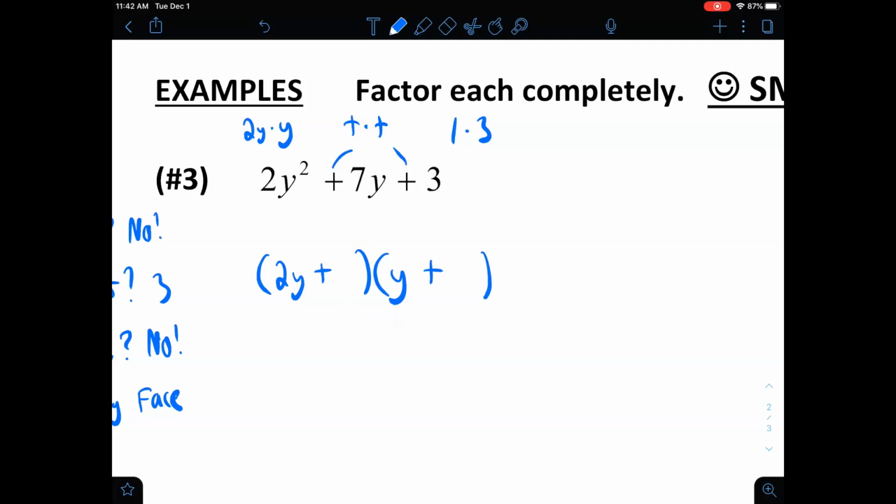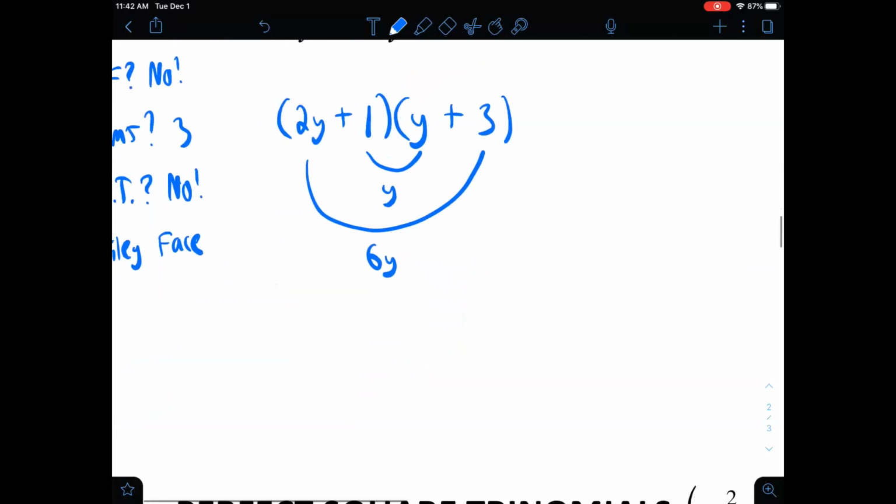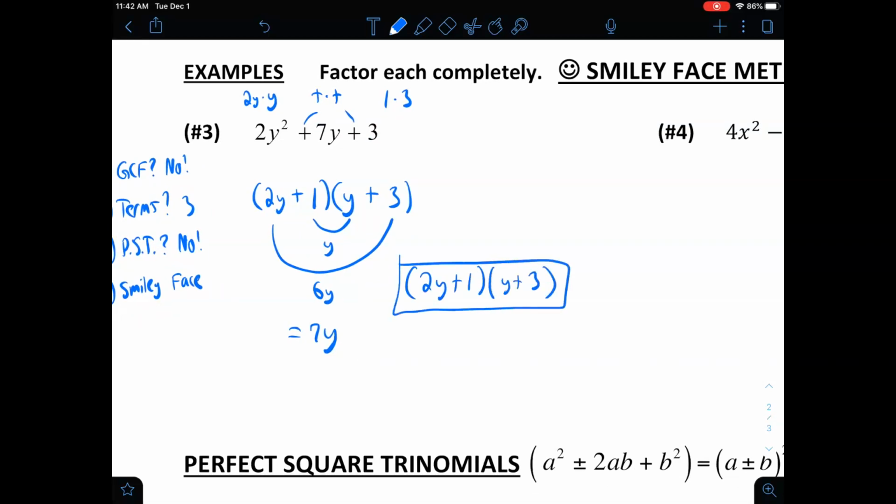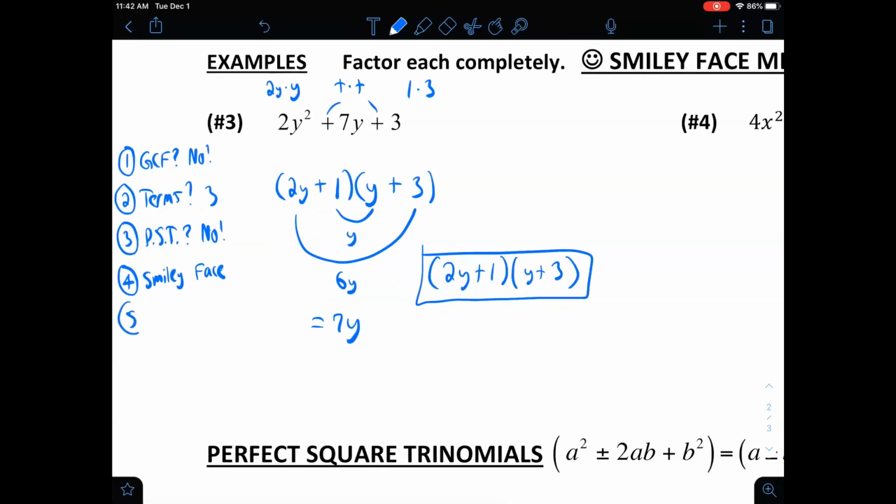So instead of putting the 3 with the 1y, we can put the 3 with the 2y, and that should help us get a bigger number in the middle, right? So 1 times y is y. 2y times 3 is 6y. So 1y plus 6y equals 7y. So we did find the right answer, which is great. We have 2y plus 1 times y plus 3. And our final thing we need to do is we're done.